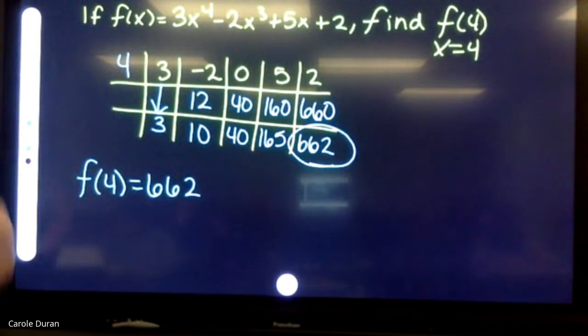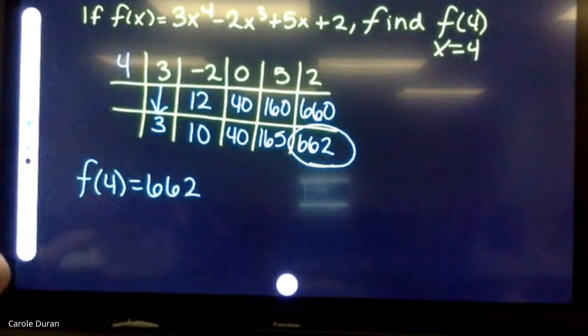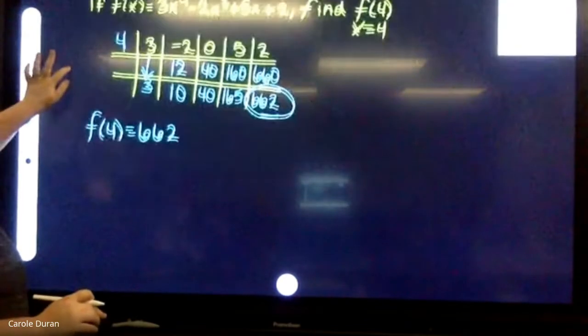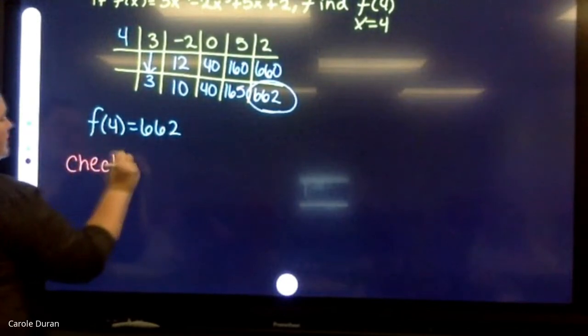Of course, we don't just blindly expect that this is true. We need to check it to make sure. So what we're going to do next is we're going to check it by taking 4 and substituting it in for all the x's in my polynomial and see if it comes out to be the same answer. So I just like to check it. You don't have to check every single one, but it's good to do a couple of them.